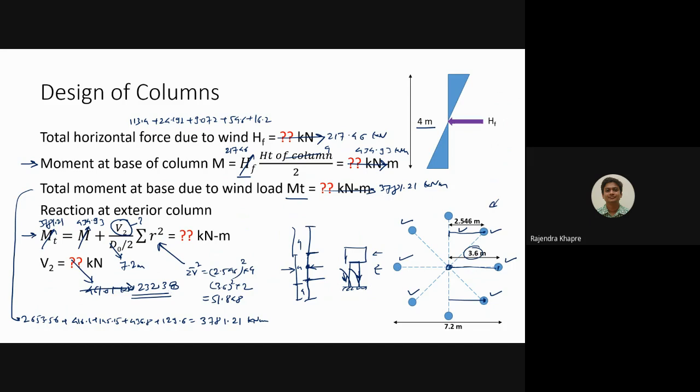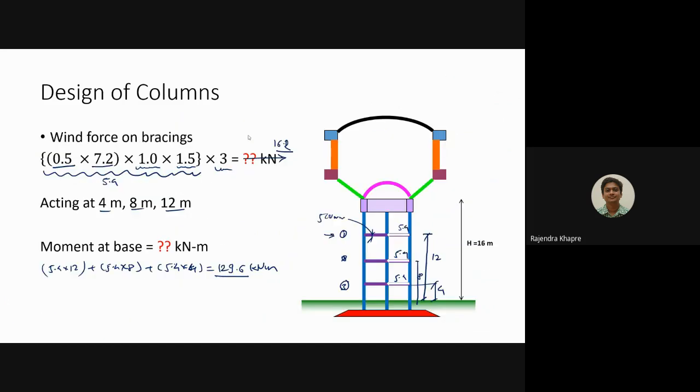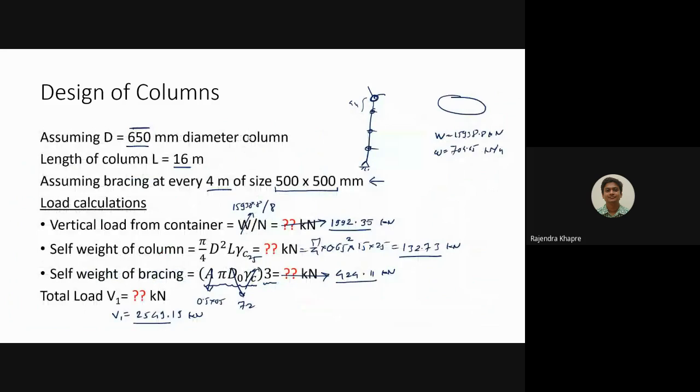So basically this is the additional force which will be acting in the vertical direction in the columns due to the bending effect. Okay, so now the combined effect, that is V1 and V2. So V1 is the vertical load due to the self weight and water load. So this you have already calculated.